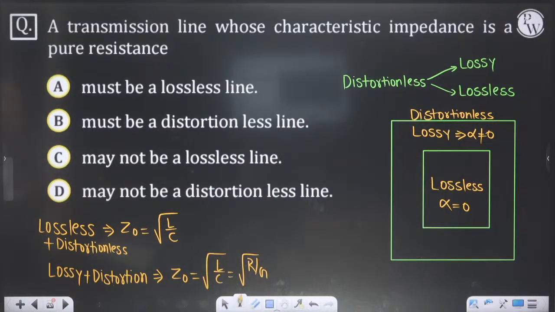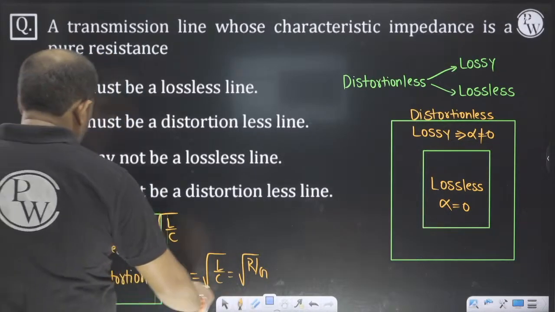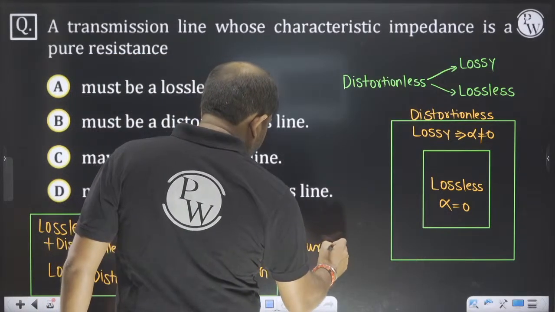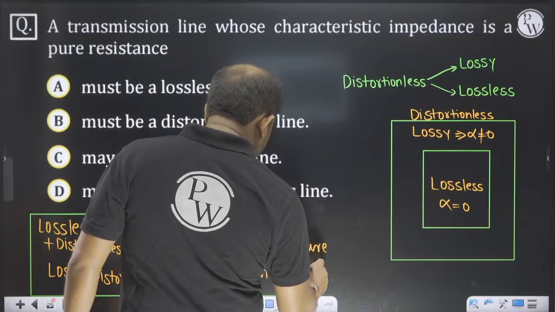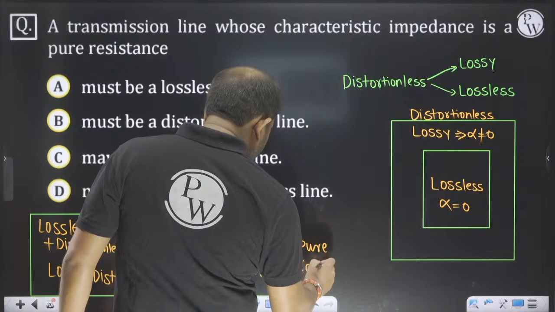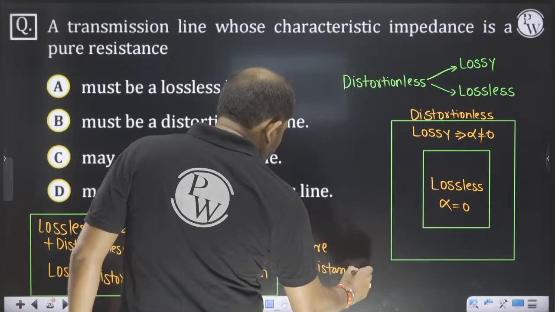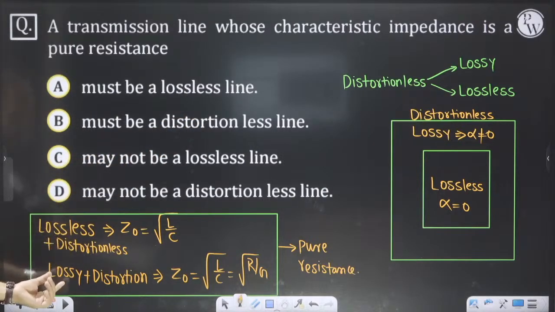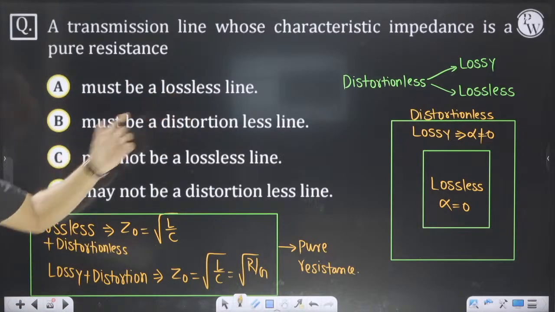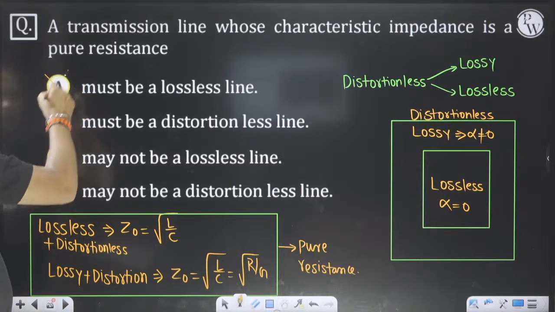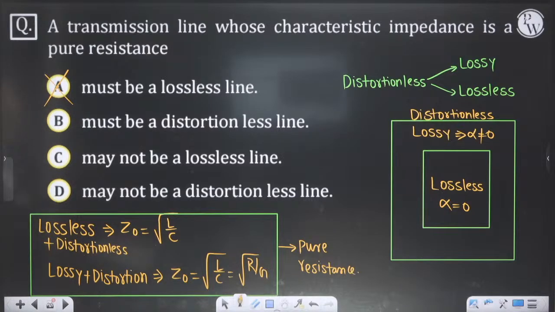Transmission line whose characteristic impedance is pure resistance. So pure resistance, what is the answer? Then the transmission line must be a lossless transmission line? Must be lossless is the wrong thing, because it may be lossy or it may be lossless. So our answer will be wrong.